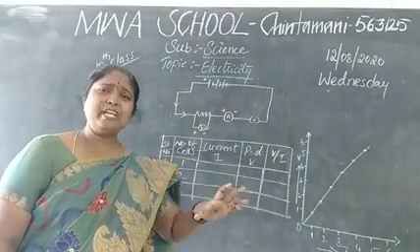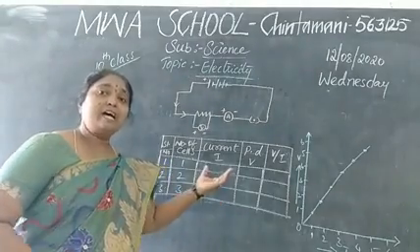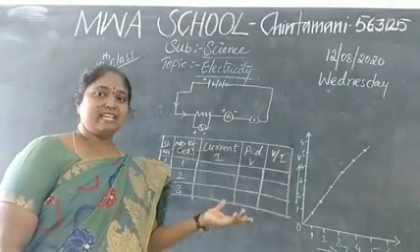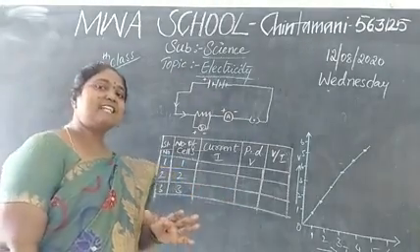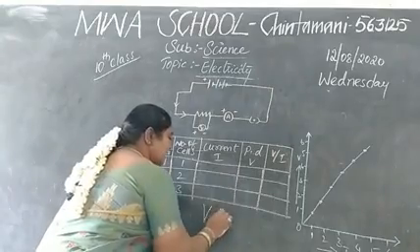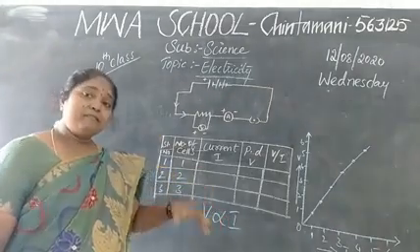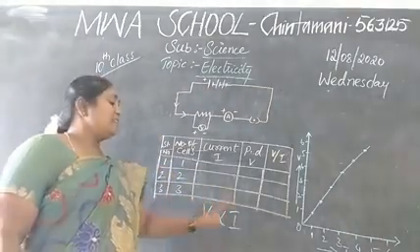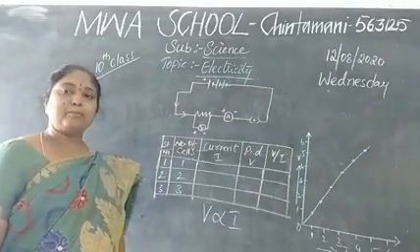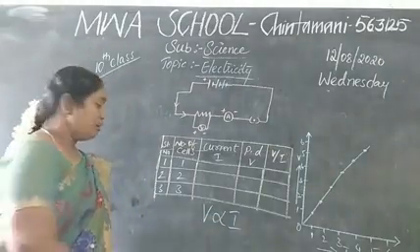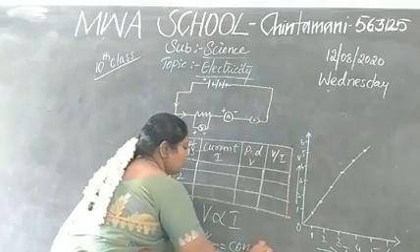So, when we increase the cells, what will happen, children? The brightness, that means the power, and the current also will increase. That's why Ohm's law itself tells that V is directly proportional to I. When the potential difference is increasing, the current also increases. V is directly proportional to I. So, V by I is equal to a constant.